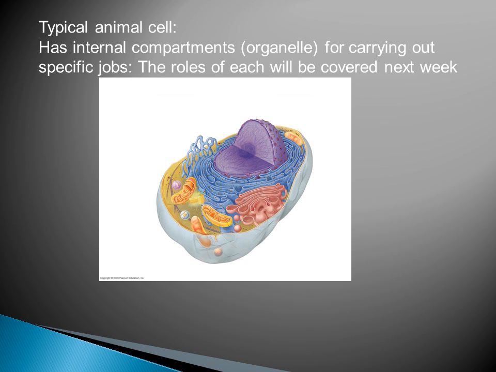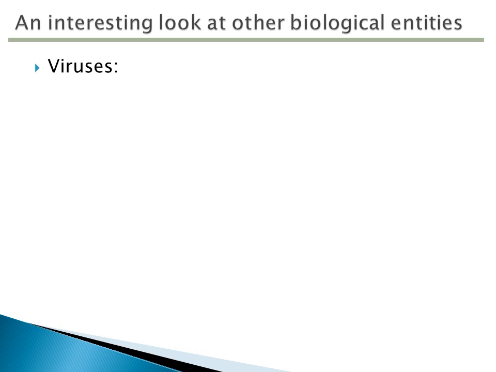A typical animal cell is going to be much larger. It has those internal compartments, or as we call them, organelles, where they're going to have specific jobs. Each organelle is like a room in the house, has a specific job. We're going to discuss those roles in greater detail next week. For now, just kind of understand these similarities and differences.